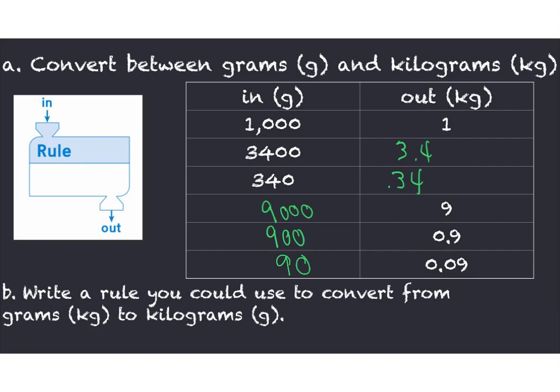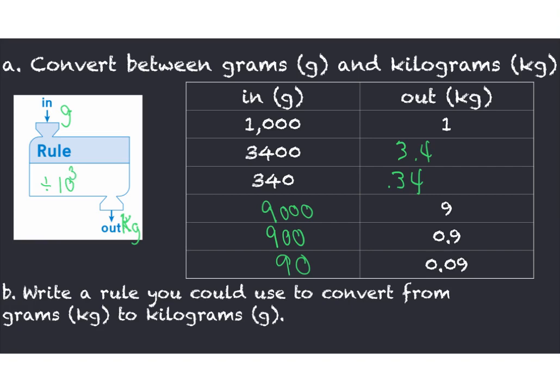All right, so our rule for this is we put in grams and we got kilograms out. Sorry, that's kind of messy, guys. And so to do that, we divided by 10 to the power of 3.